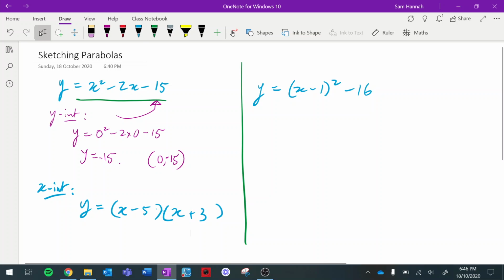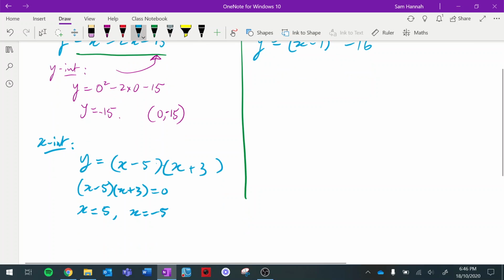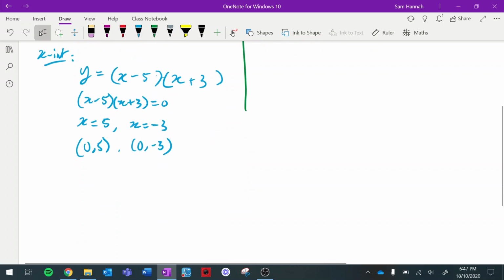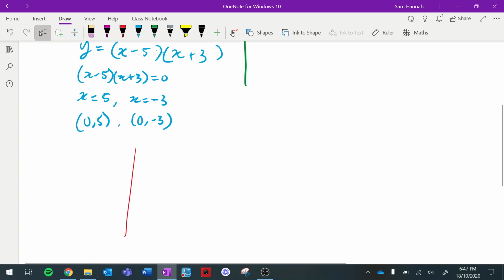Once you've got that, you remember that x-intercepts happen when y is 0, so you've got this x minus 5 times x plus 3 has to equal 0 because that y is 0, and therefore using the null factor law you have x equals 5 or x equals minus 3, and writing those as coordinates, that's 5, 0 and minus 3, 0. So that's the key stuff, of course, and once you've got all of that, you can start doing your sketch.